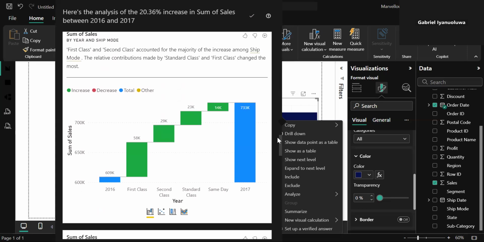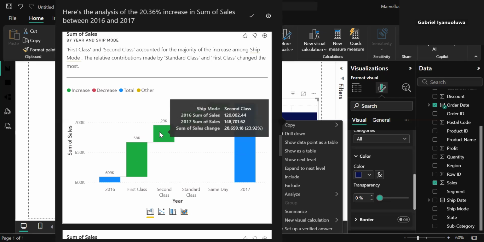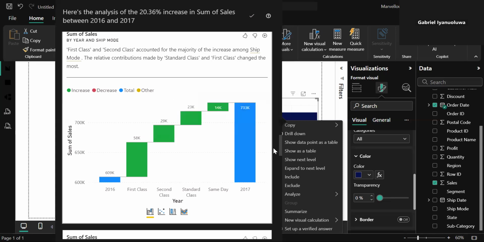Now, ship modes too will tell us that first class and second class accounted for the majority of the increase. And you can see that we have 58,000 and we have 29,000. By the time you place the cursor on them, it will show you their change, the sum of sales and their changes. So we could see it from our visual.